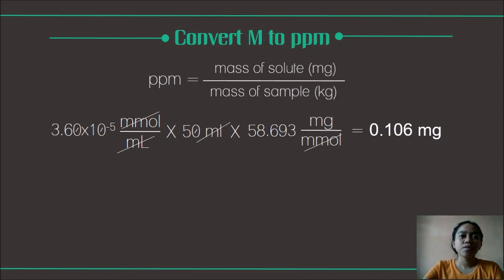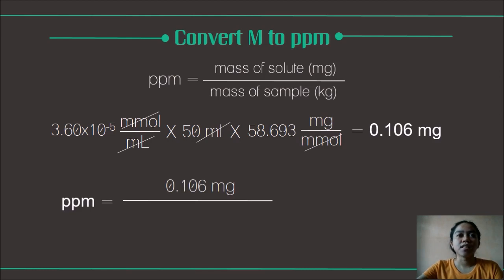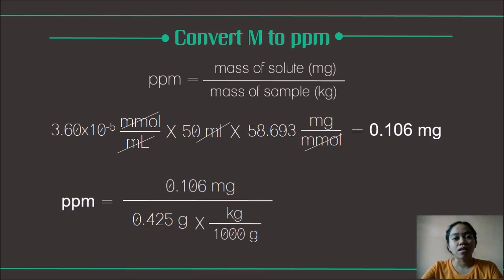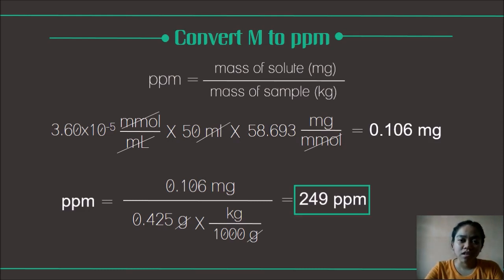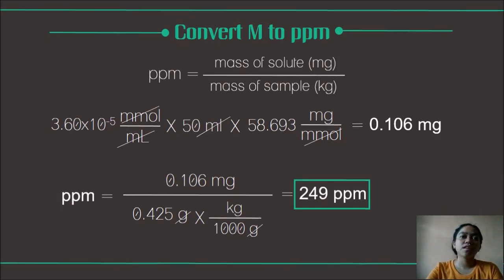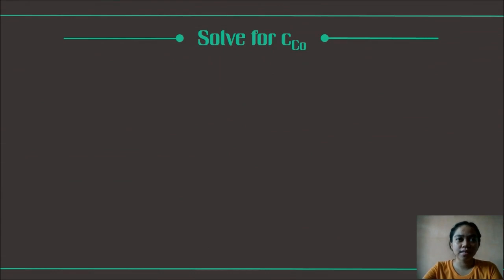Now, putting that in the formula of ppm, we divide that by the given sample. We know that we are given a 0.425 gram sample, but we want that in kg. That's why we will convert that to kg. Now canceling units, we will have 249 ppm, and that's the concentration of nickel in ppm. Now let's solve for the concentration of cobalt in the sample.